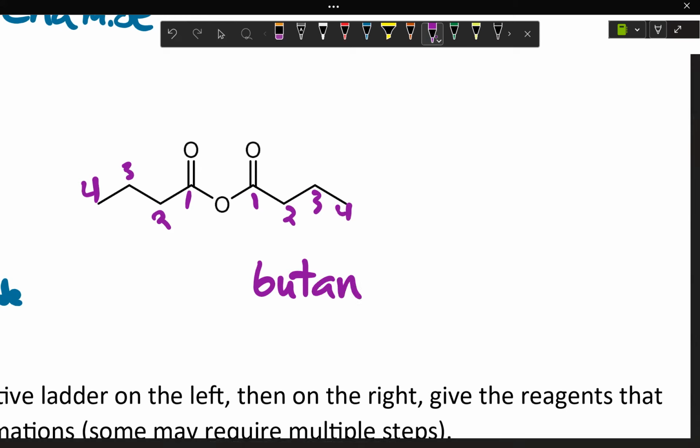And then the way you name the carbon chain, or finish the name of the carbon chain coming off the anhydride, is oic.